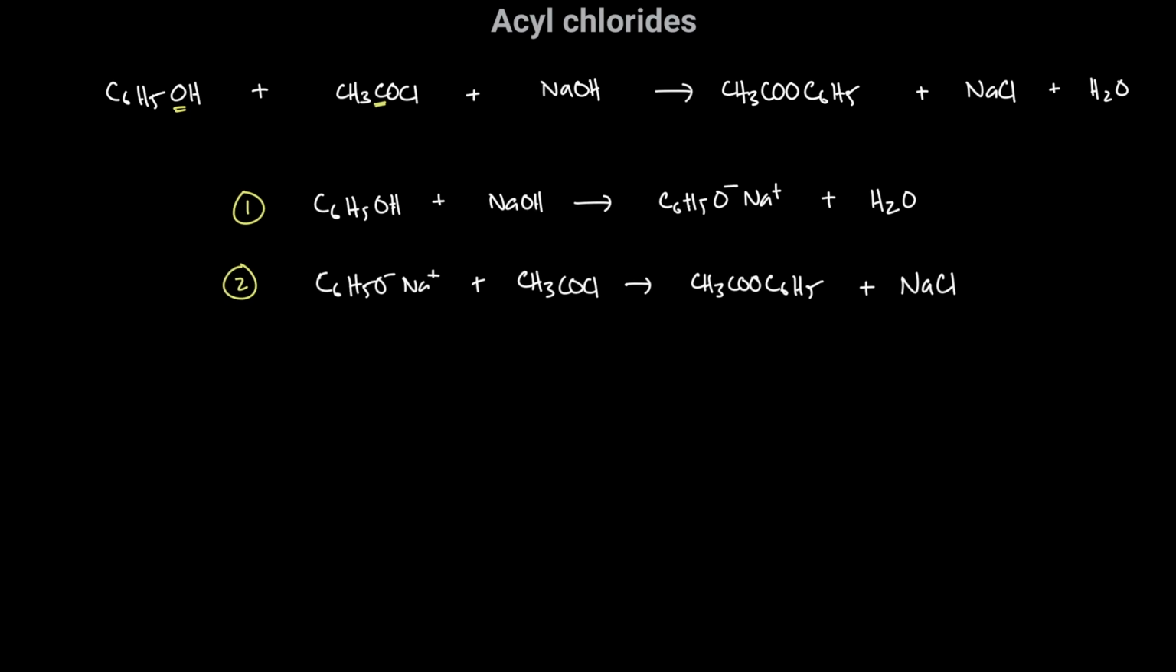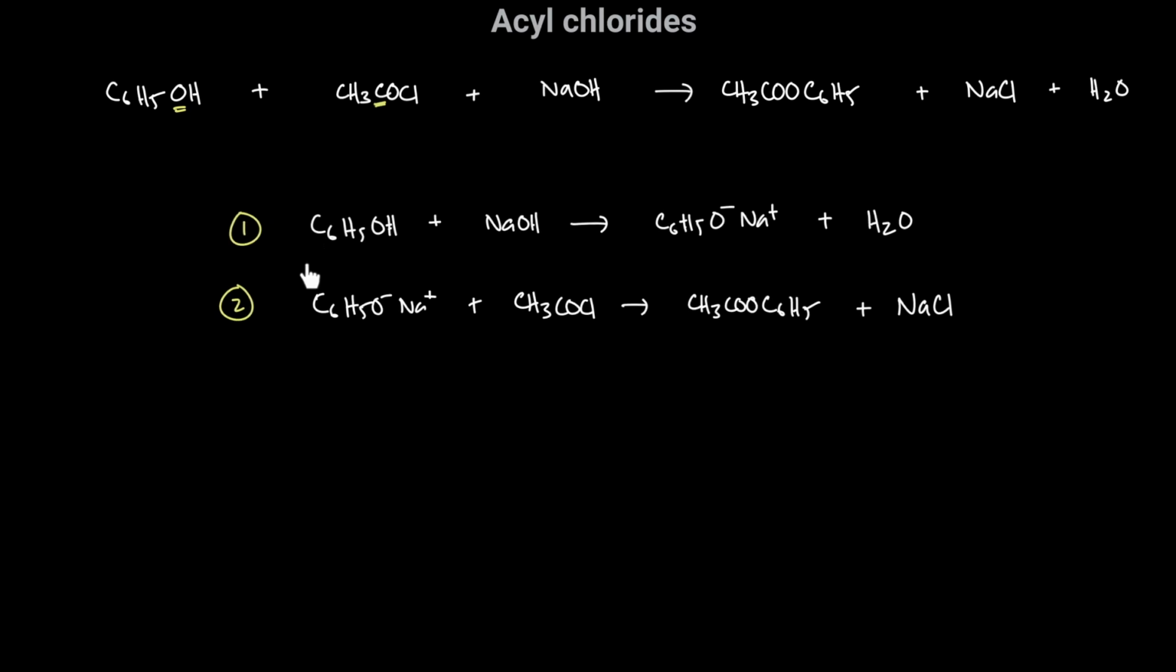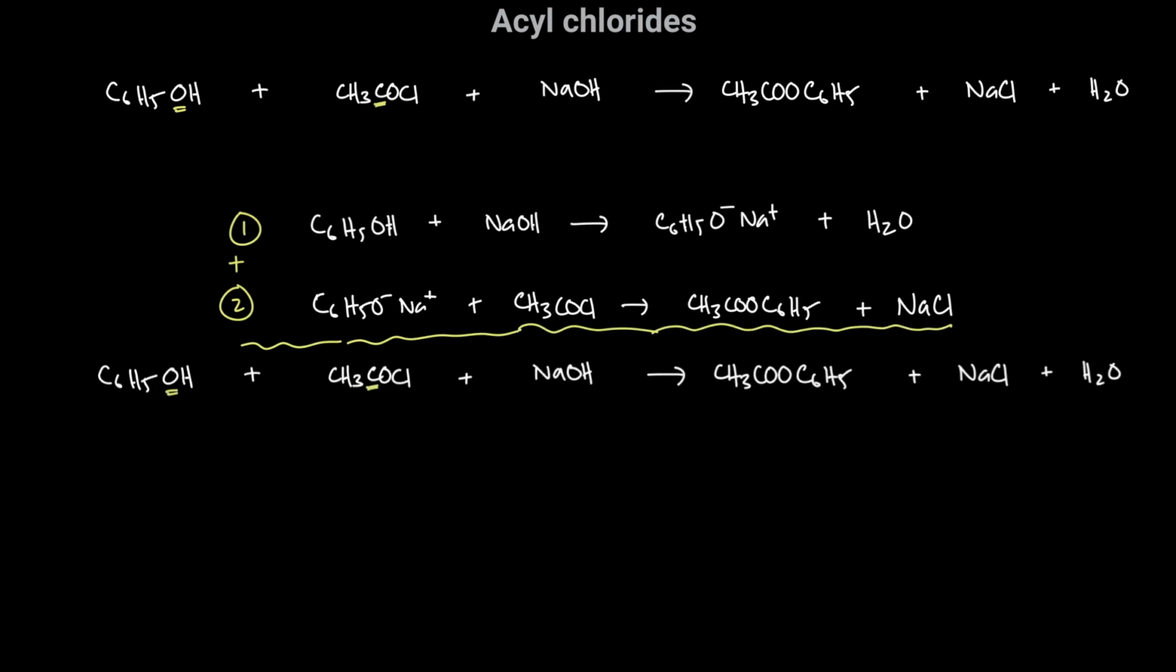If you add up reactions 1 and 2 together, you get the overall equation that we've written above. So that's how this reaction works. Again, the reason this reaction is preferably carried out in alkaline conditions is that the phenoxide ion is much more reactive towards the acyl chloride. We have greater charge density or electron density on this oxygen versus phenol, so it's a better nucleophile and it attacks this partially positive carbon in the acyl chloride much more effectively.